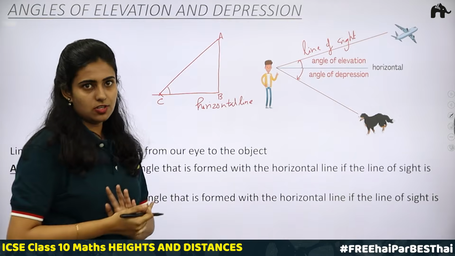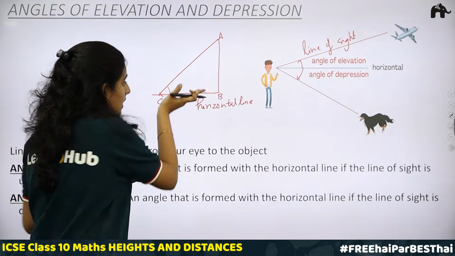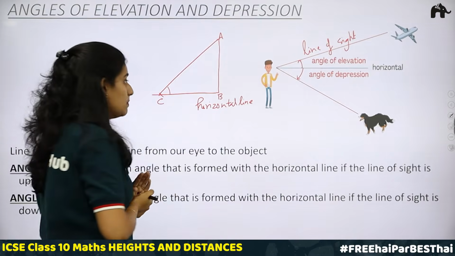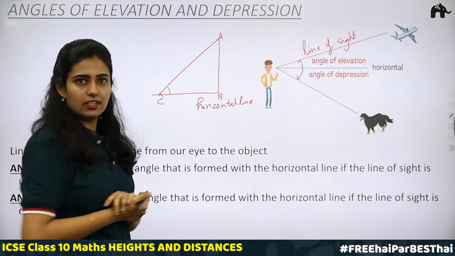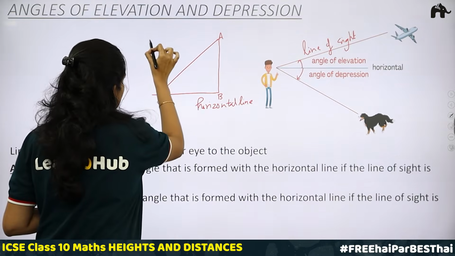Okay, CB will be the horizontal line. From the horizontal line, he will have to look upwards, making an angle upwards, which means this is the angle of elevation. Okay, we have the angle of elevation here. Now take another case.